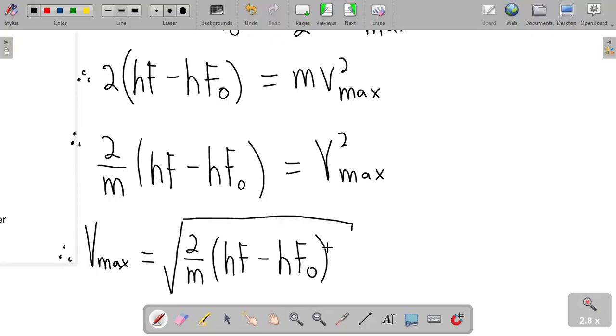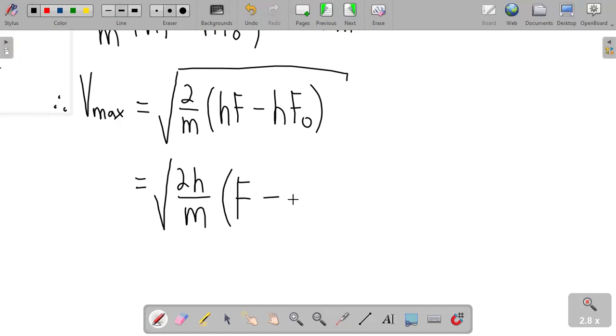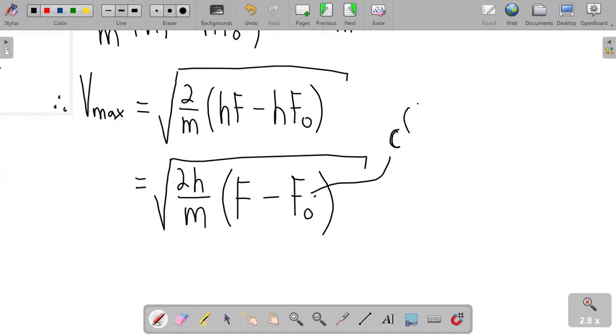And then here we can take out the h because it's a common factor. Okay, so it makes things simpler. To simplify things here, we can say first 2h over m, and then frequency minus threshold frequency. So the threshold frequency here we're going to use for C, isn't it? Because it's the one that's going to be the lowest. The lowest threshold frequency. So then we substitute. So it's going to be 0.06.